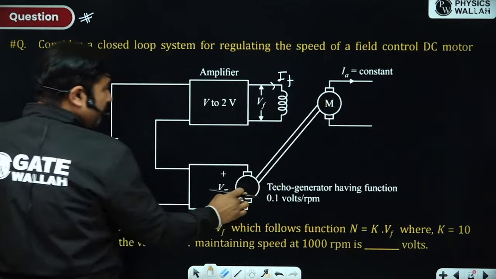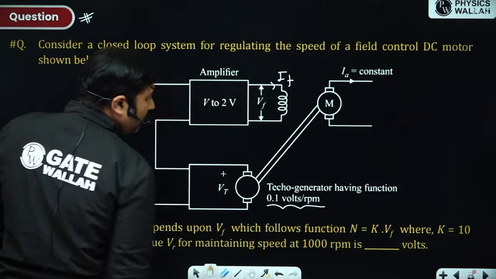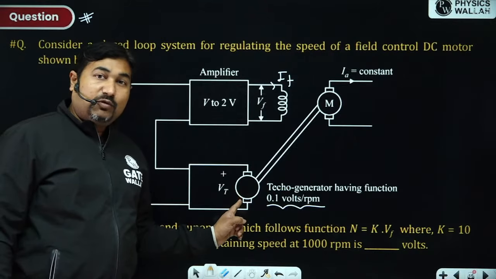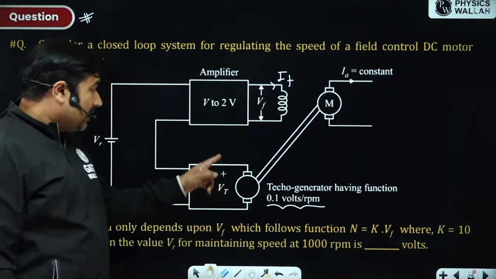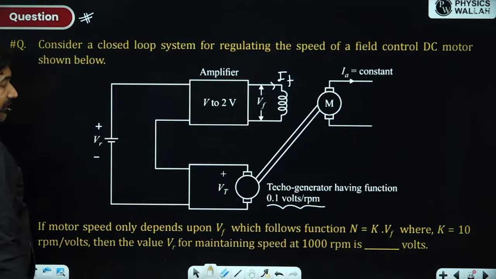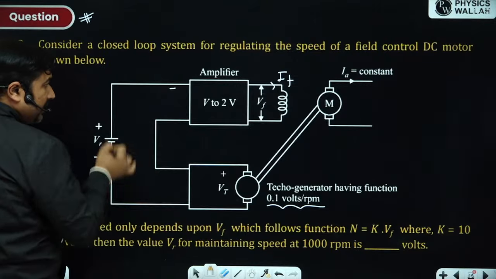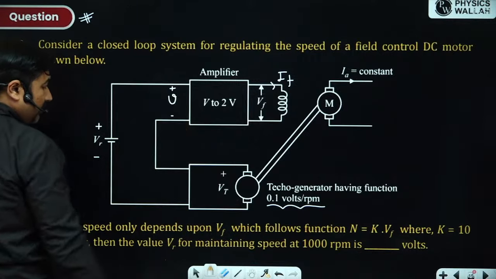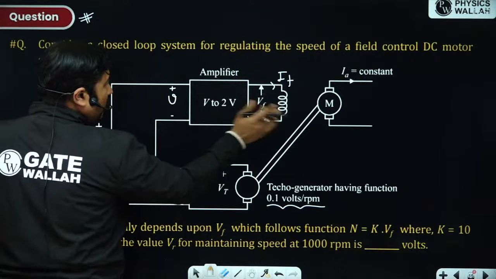We have a motor rotor connected to the tacho generator where the unit is given as 0.1 volt per RPM. So for every 1 RPM, the voltage generated by this tacho generator is 0.1 volt. The polarity is also marked, and the polarity of the reference is also marked. So what is the voltage appearing here? If you loop in here, the voltage appearing across this will be equal to V. Let it be V only. There will be an amplifier as well.